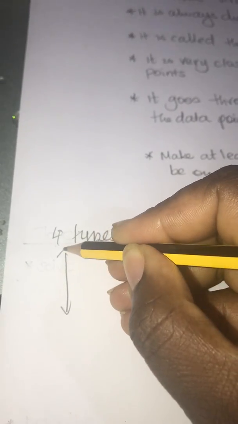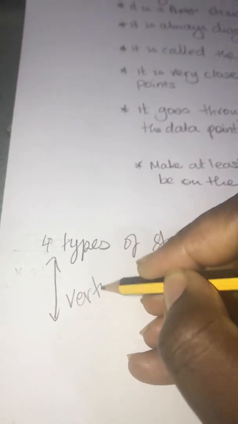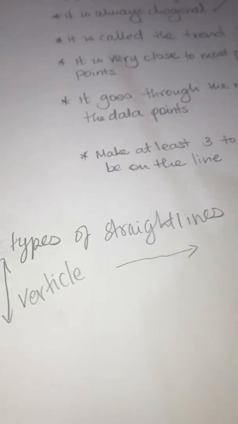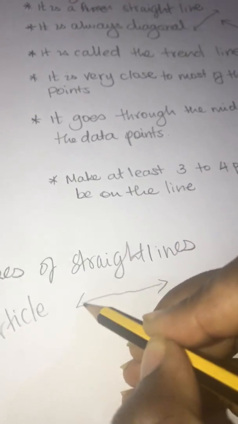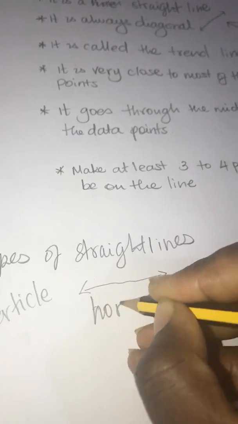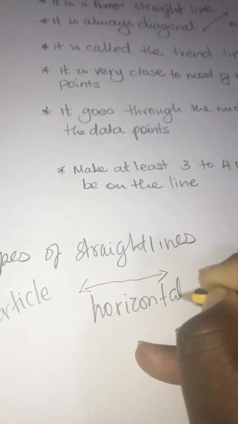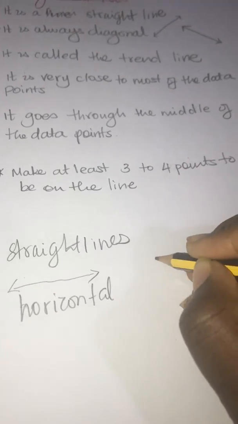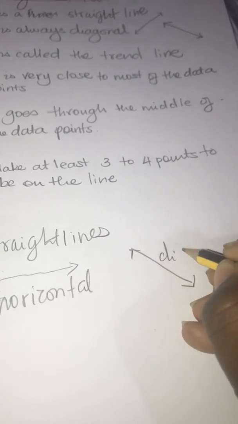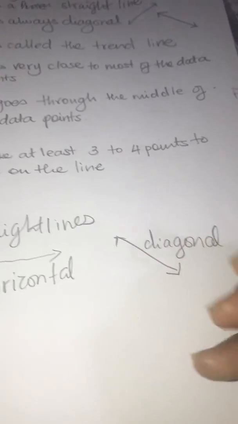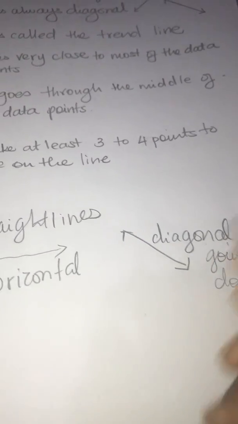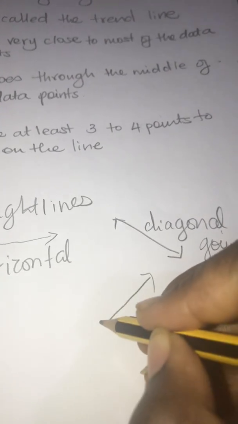Vertical, horizontal. I didn't draw well. You should use a ruler. See, this is why I can't draw and talk at the same time. Horizontal. Then we have diagonal going down. And then you have diagonal going up.